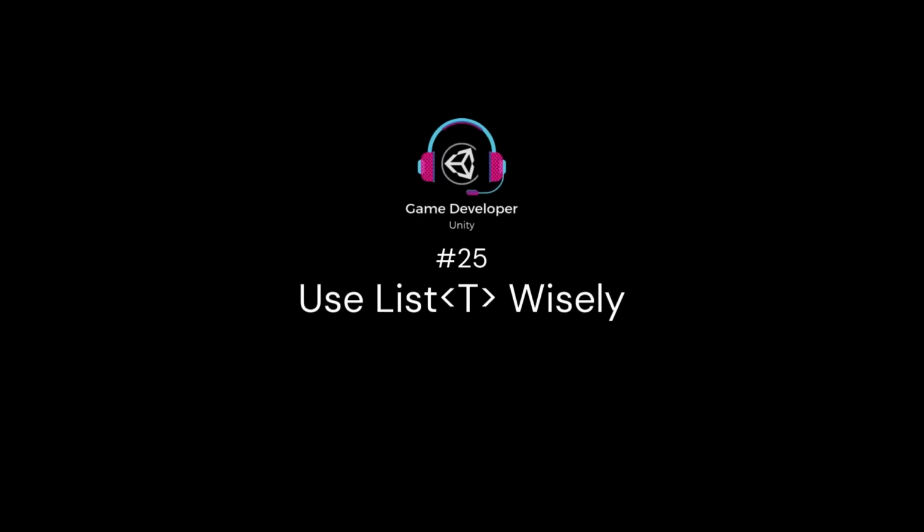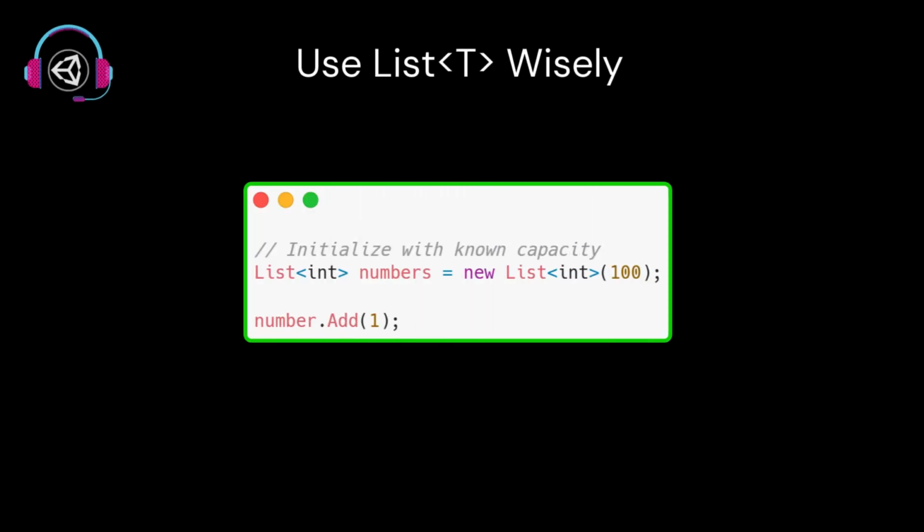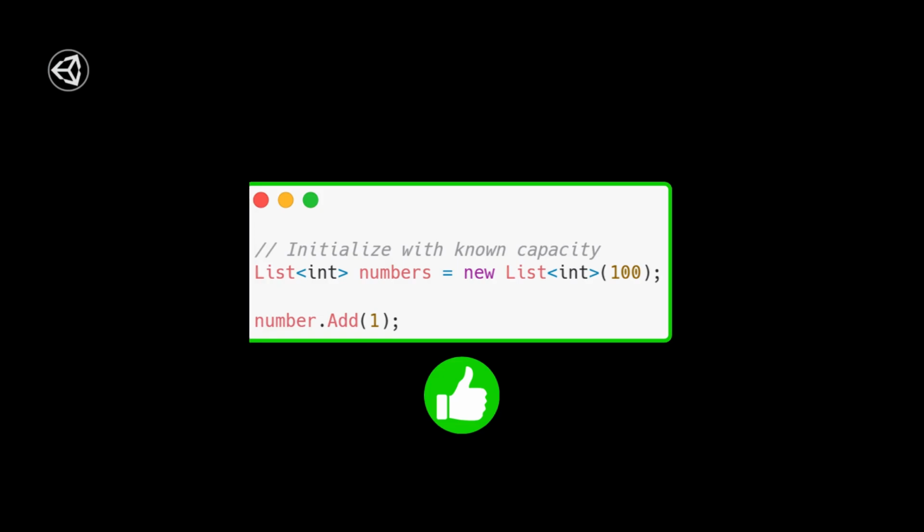Tip number 25, use List wisely. While List is incredibly useful, frequent resizing can lead to performance overhead. For example, avoid calling Add in every frame. If you know the size in advance, initialize the list with a specific capacity to avoid unnecessary resizing.